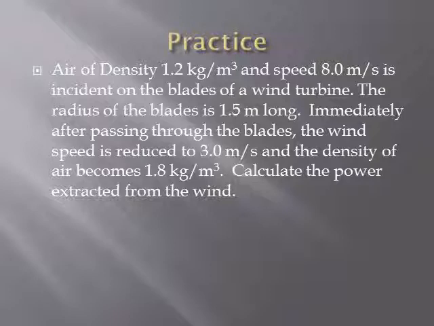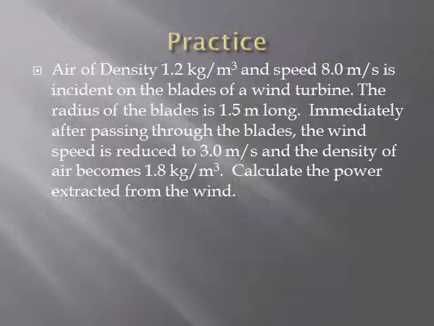So let's practice a problem. Let's say the density of air is 1.2 kilograms per cubic meter, and the speed is 8 meters per second when it hits the blade, so that's the initial speed. The radius of the blades, we'll assume, is 1.5. The radius of the blade will end up being the radius of that cylindrical circle, so the length of the blade is the radius of the circle for your area.